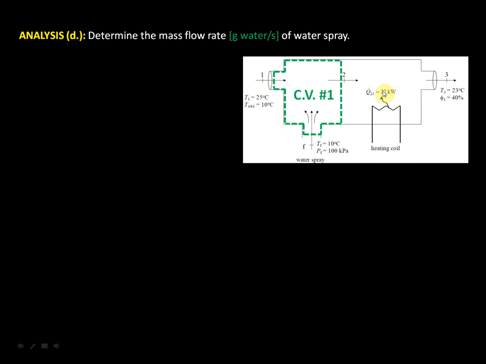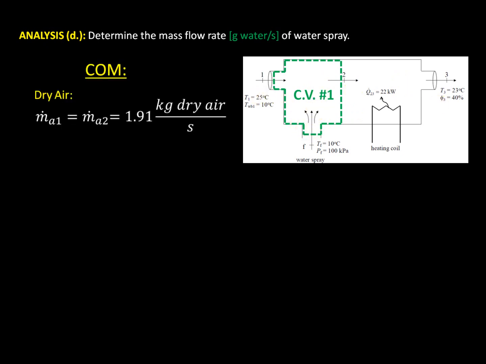From 1 to 2 to 3, I'm only adding moisture. I'm only adding vapor. So the dry air doesn't change, and I just solved for that in the previous problem. So for my dry air, I already know that value for the mass flow rate of dry air. From 1 it's equal to 2, it's equal to 3. So let's do conservation of mass now for the water vapor.